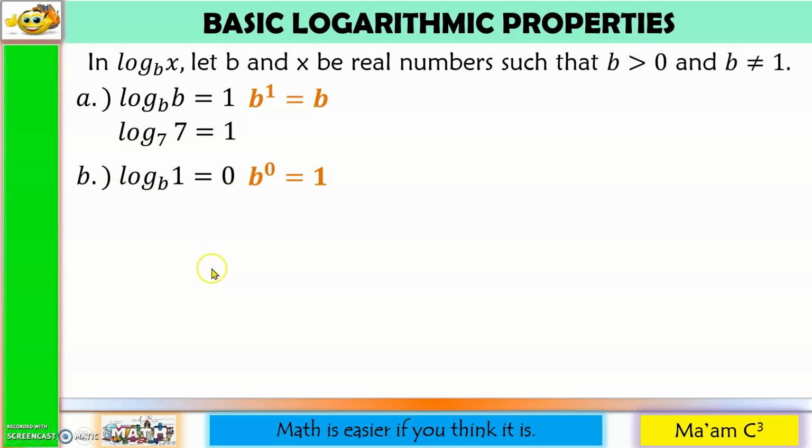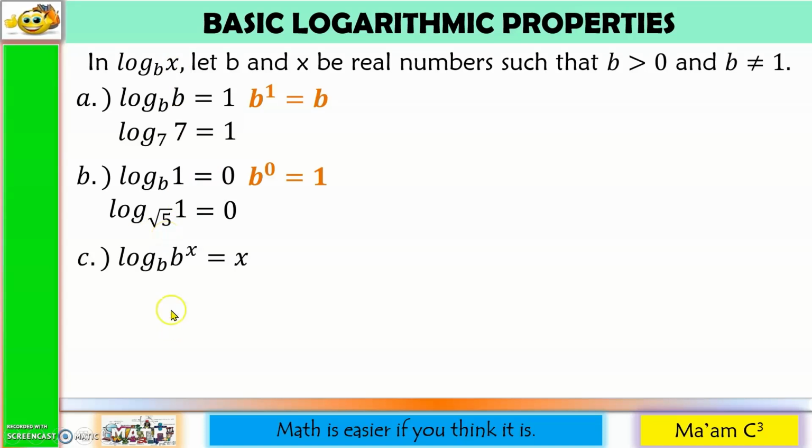So whenever you are given, for example, the logarithm of 1 to the base square root of 5, the answer there is 0. So the answer is 0 if your x is equal to 1 and your base is greater than 0 but not equal to 1.